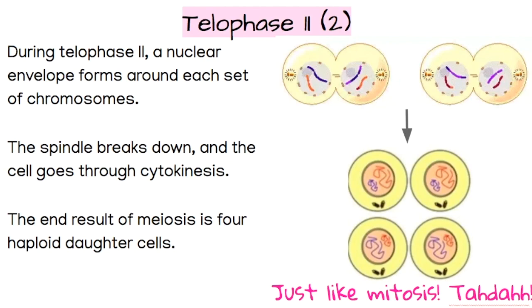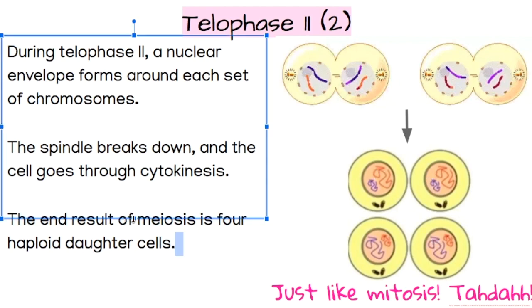Next we have Telophase II. During Telophase II, a nuclear envelope or membrane forms around each set of chromosomes, so that's what this dotted line is coming back. The spindles break down, go back to where they came from. The cell goes through cytokinesis, so it's going to split the cytoplasm, and the end result of meiosis is 4 haploid daughter cells. So 1, 2, 3, 4, just like mitosis.